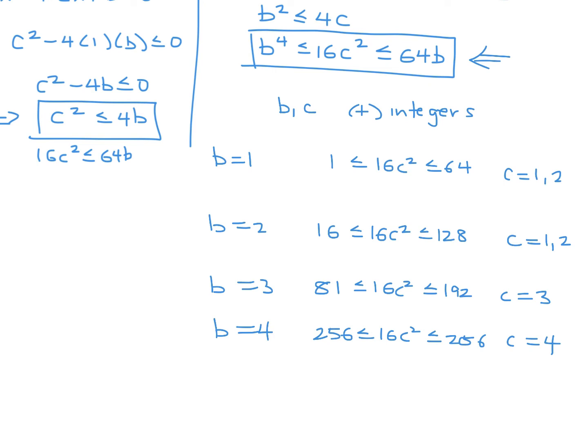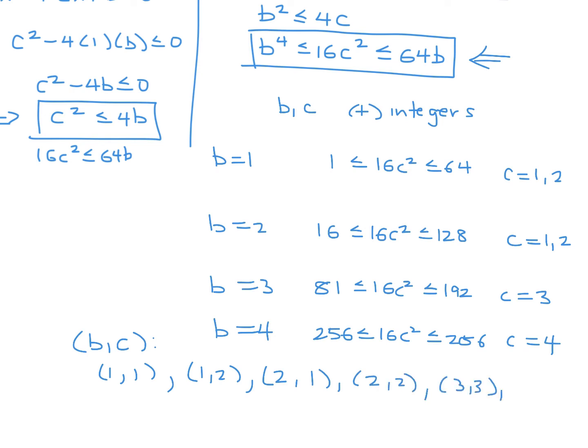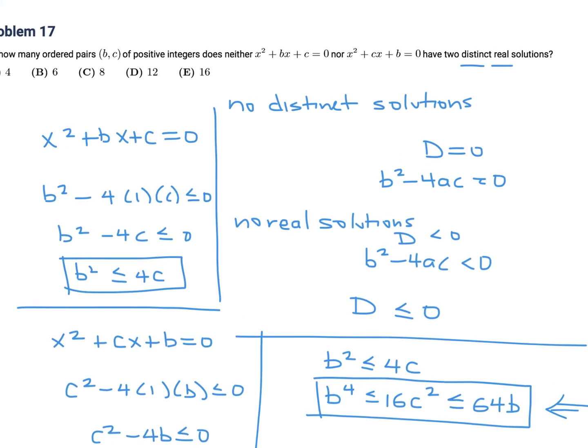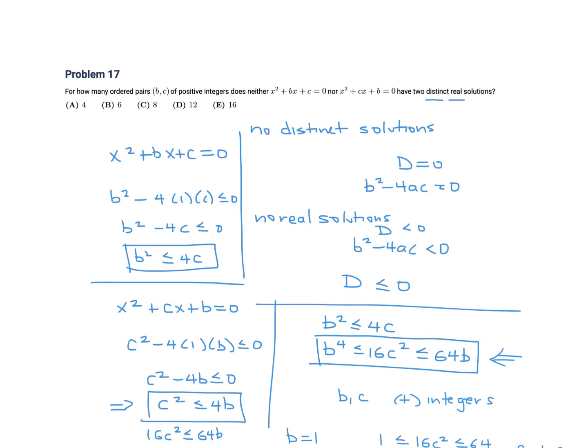So my ordered pairs, BC, it looks like 1, 1, 1, 2, 2, 1, 2, 2, 3, 3, and 4, 4. So that's what? 1, 2, 3, 4, 6. 6 ordered pairs that satisfy these conditions, and therefore number 17, the answer is B.